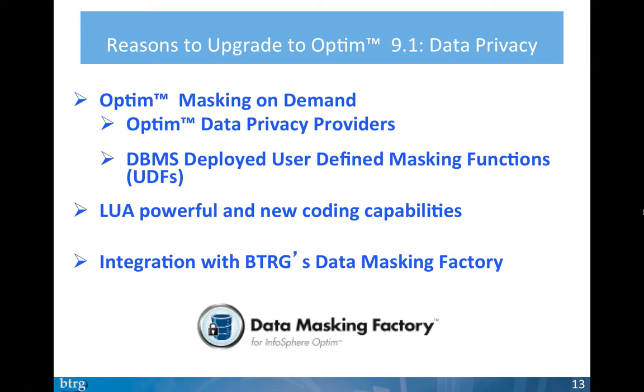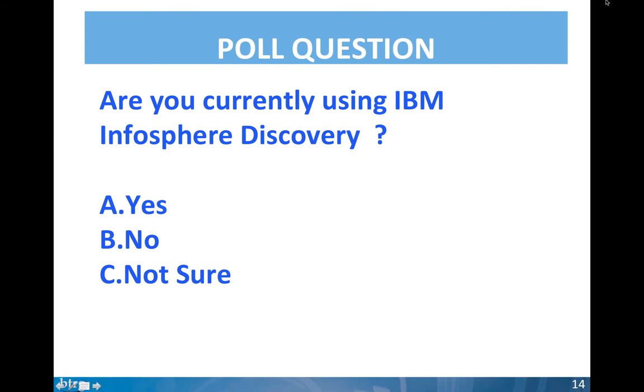There's a new Lua language that I'll ask Peter to talk about a little bit later, but there are a lot more powerful coding capabilities so that we can handle much more complex and a richer set of requirements with Optum now. And then again, we've integrated Optum 9.1 with BTRG's data masking factory, which allows for rapid deployment of privacy across your enterprise.